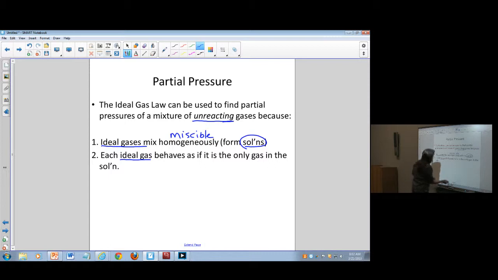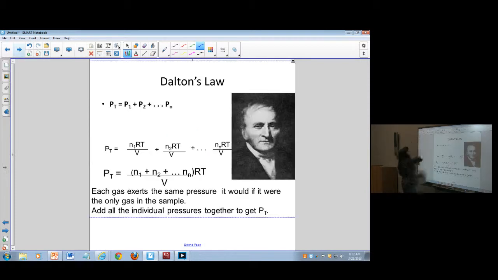Now, this was figured out by a man named Dalton. Dalton's law of partial pressure. What he did was a bunch of experiments where he would gather insoluble gases, and then he would measure the pressure. And he did that over water. And the pressure of the water always contributed something to the total pressure of the gas.